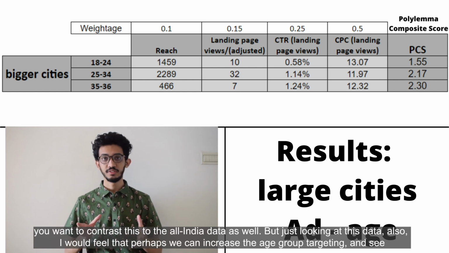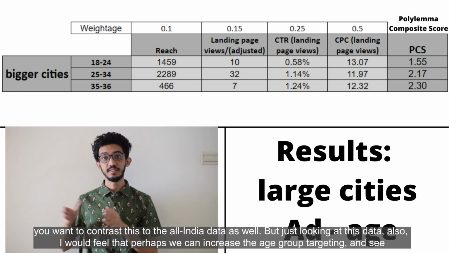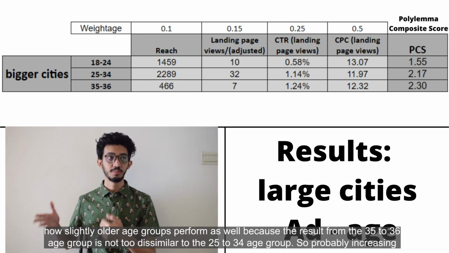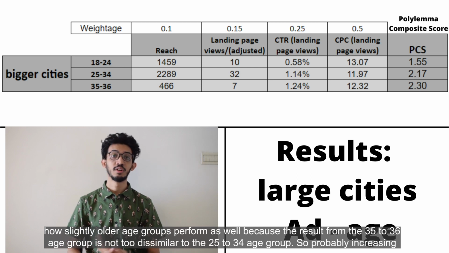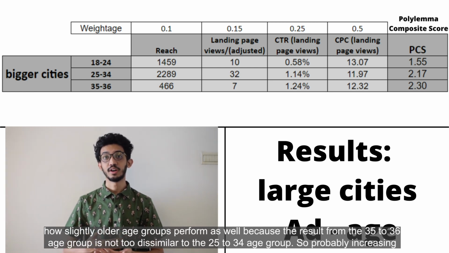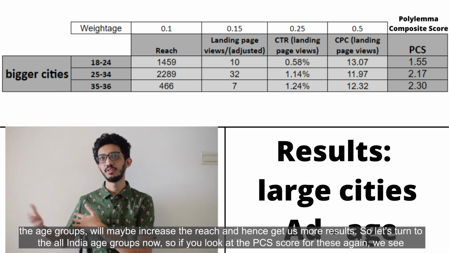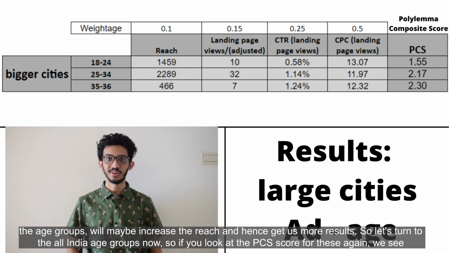But just looking at this data also, I would feel that perhaps we can increase the age group targeting and see how the slightly older age groups perform as well. Because the results for the 35 to 36 age group are actually not too dissimilar to the 25 to 34 age group. So probably increasing the age groups will maybe increase the reach and hence get us more results as well. Alright, so let's turn to the All India age group now.